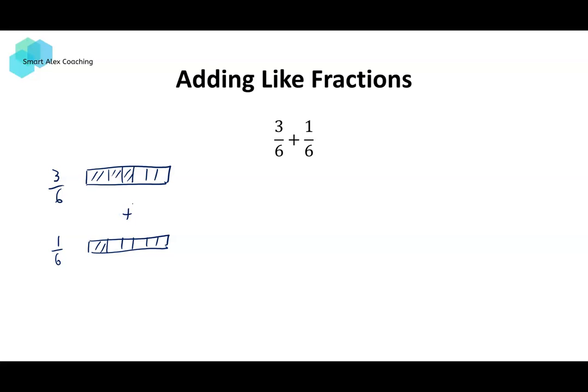If I was to add these two fractions together, I'm going to be able to fill in a bar that's divided into 6 equal parts, and I'm going to be able to fill in 4 of them. That's effectively the fraction 4/6. Therefore, 3/6 plus 1/6 is equivalent to 4/6. So when we add like fractions, all we need to do is simply add the numerators together whilst the denominator remains unchanged.